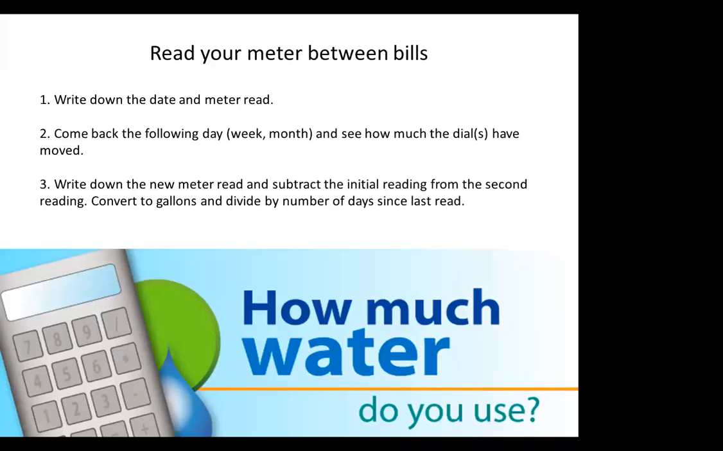And the first step is that you want to write down the date and the meter read like we just went over. Then you can come back the following day, week, or month and write down the new meter read. You subtract the initial reading from the second reading and then convert the answer to gallons. And then what we like to do is divide the gallons used by the number of days since the last read to calculate the average gallons per day being used.